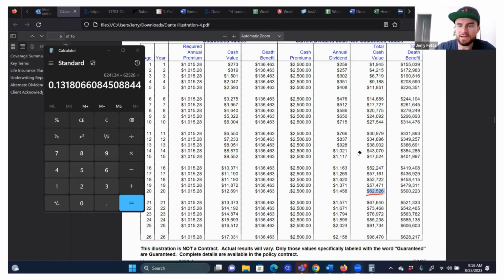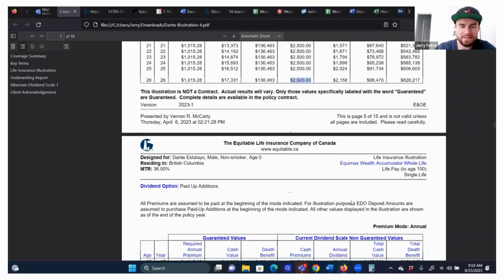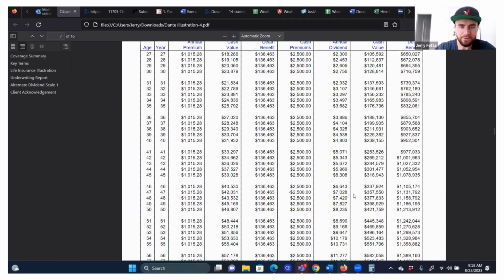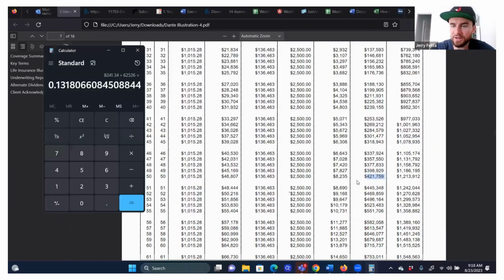Not only is Dante going to have all the benefits we talked about, Dante in this example, he's never going to need a bank again in his life because this thing keeps growing and he only ever puts $2,500 into it. So let's talk about when Dante turns 50. Okay. So year 50, Dante has $421,000 in his policy.